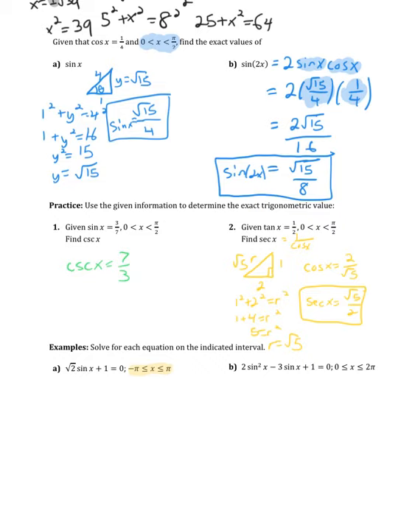So this first one is root 2 sine of x plus 1. I've got to get sine of x by itself. We're going to start with that first. So I'm going to subtract 1 from both sides. And then I'm going to divide both sides by square root 2.